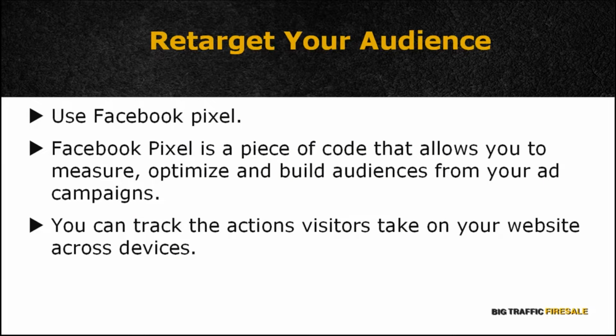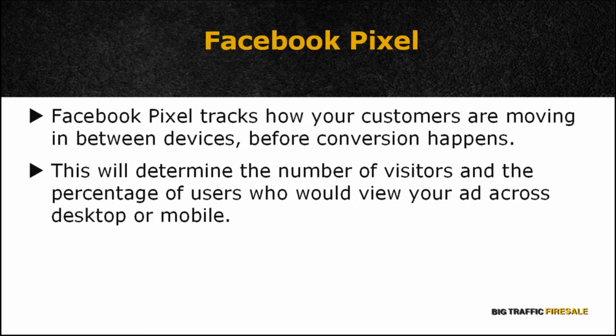The second step is to retarget your audience on your Facebook advertising campaigns with Facebook Pixel. Facebook Pixel is a piece of code that allows you to measure, optimize, and build audiences from your ad campaigns. One of the biggest advantages that Facebook Pixel has is that you can track the actions visitors take on your website across devices, and this will inform you on the performance of your Facebook ads. Among the various interactions that Facebook Pixel is tracking is how your customers are moving between devices before conversion happens.